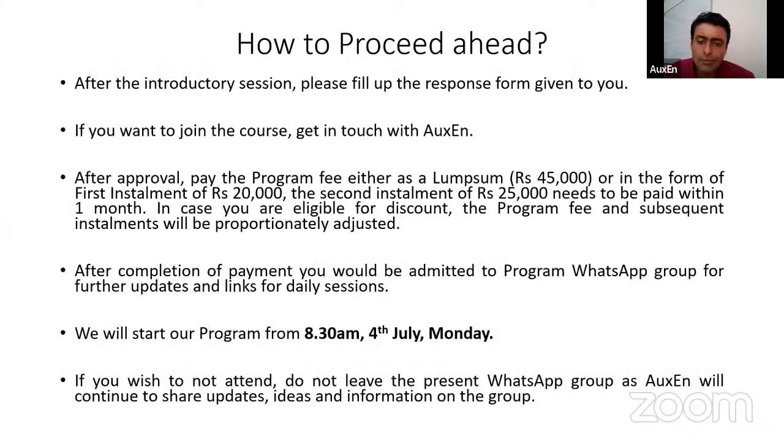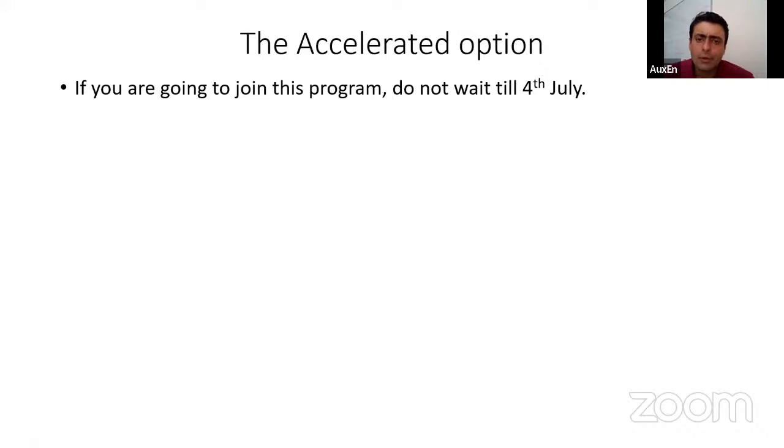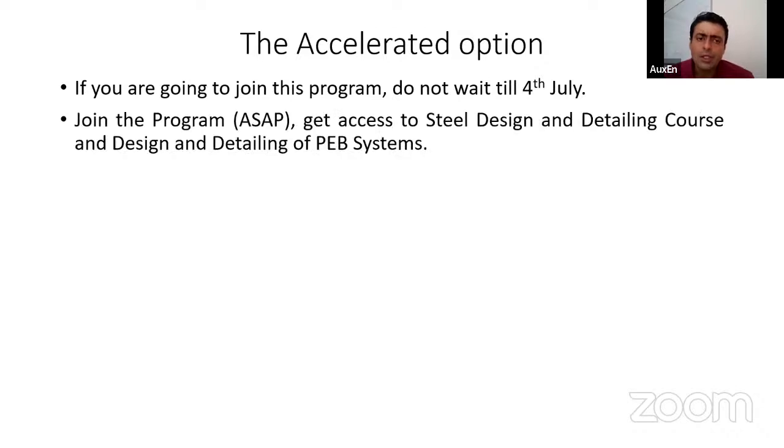Okay, we are introducing an accelerated option also. What does this accelerated option mean? Suppose, as I told you, we would be starting on 4th of July. That is still around 10 or 12 days from today. If you are quite certain that you want to join this program, you need not wait till 4th of July. You can join this program as soon as possible.